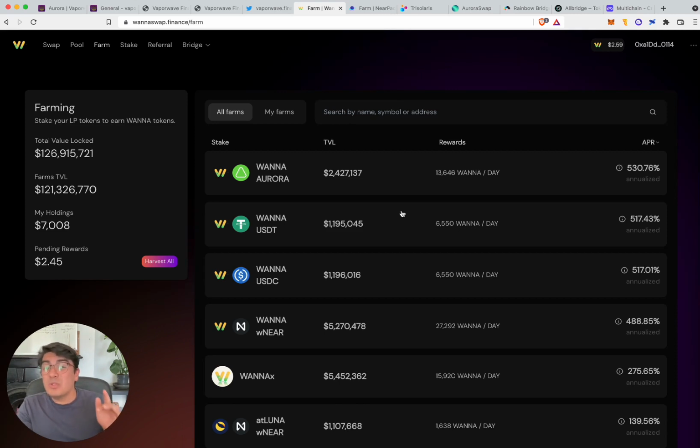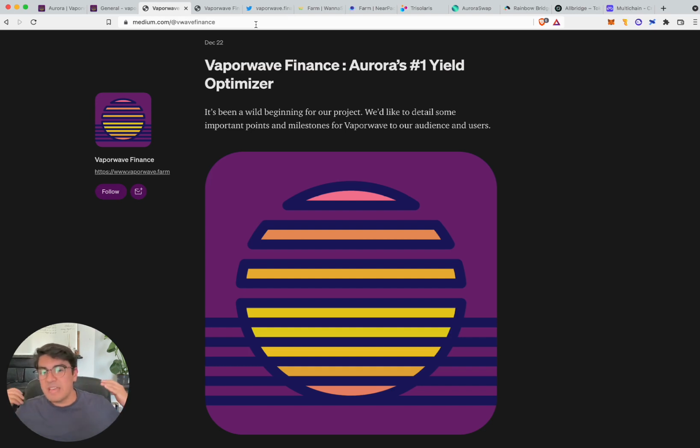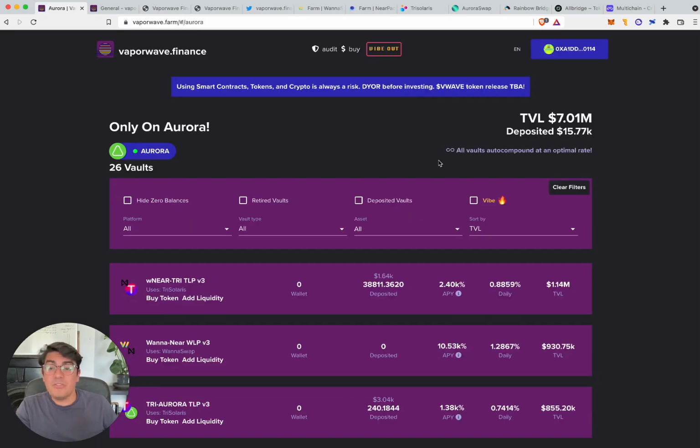But when it comes to maximizing profit, we want a machine that will be making money, even if we are sleeping or we go to Bali or whatever the case may be. We want to make sure that the machine is optimizing every minute, every second, at just the right frequency, at just the right cost of gas. Enter Vaporwave Finance. As we mentioned before, Vaporwave is an amazing platform that automates the entire process for you.